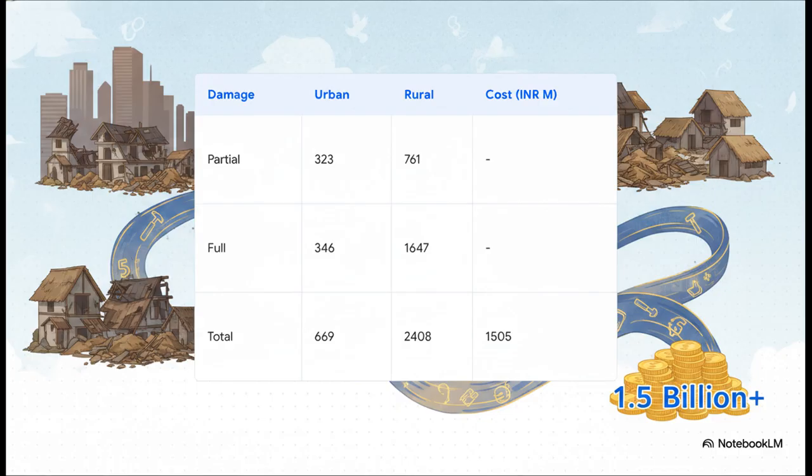Now, breaking down the housing data, we see a really clear divide. While 669 urban units were impacted, the rural areas absolutely bore the brunt of the structural destruction, with 2,408 units affected. And out of those, a staggering 1,647 rural homes were completely destroyed. The calculated need for housing reconstruction and relocation alone came to over 1.5 billion rupees.